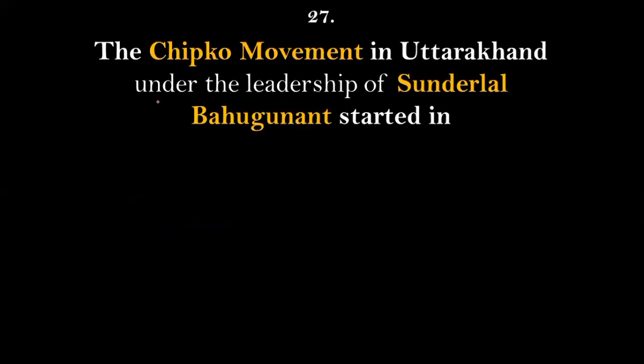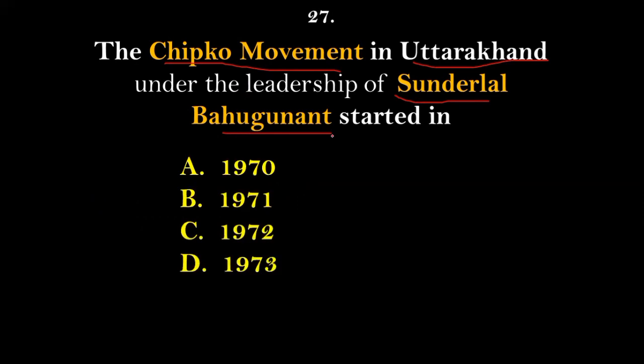Next, question number 27. The Chipko Movement in Uttarakhand under the leadership of Sunderlal Bahuguna started in which of the following years? 1970, 1971, 1972, or 1973? This Chipko movement, as we all know, is a movement under the leadership of Sunderlal Bahuguna that took place in Uttarakhand. It is a movement for the protection of green plants, especially the trees and the forests. So this Chipko movement took place in Uttarakhand in the year... The right answer for this will be option number D, that is 1973.